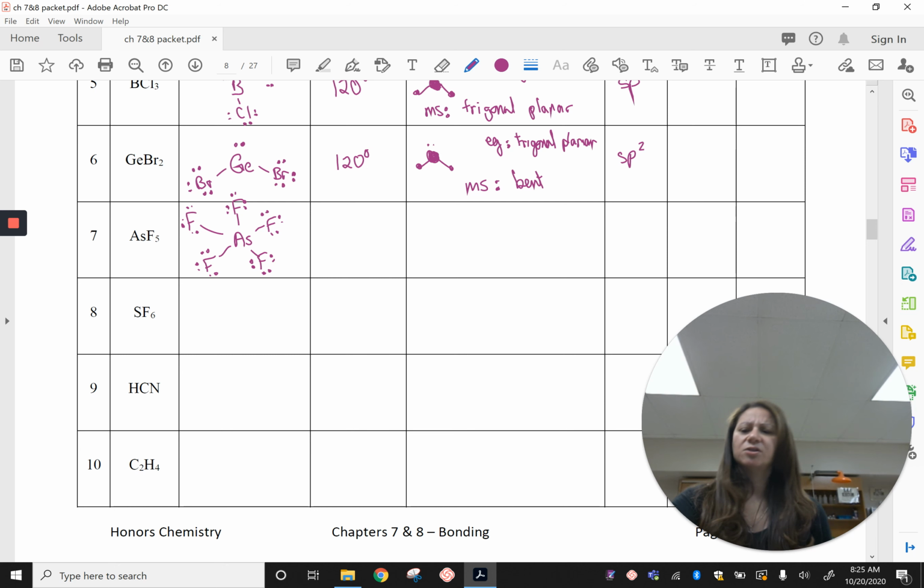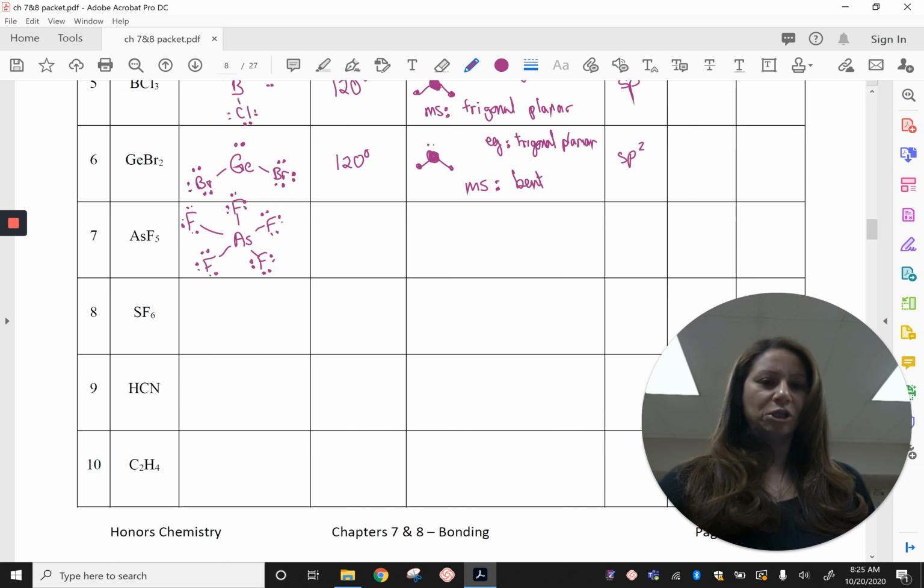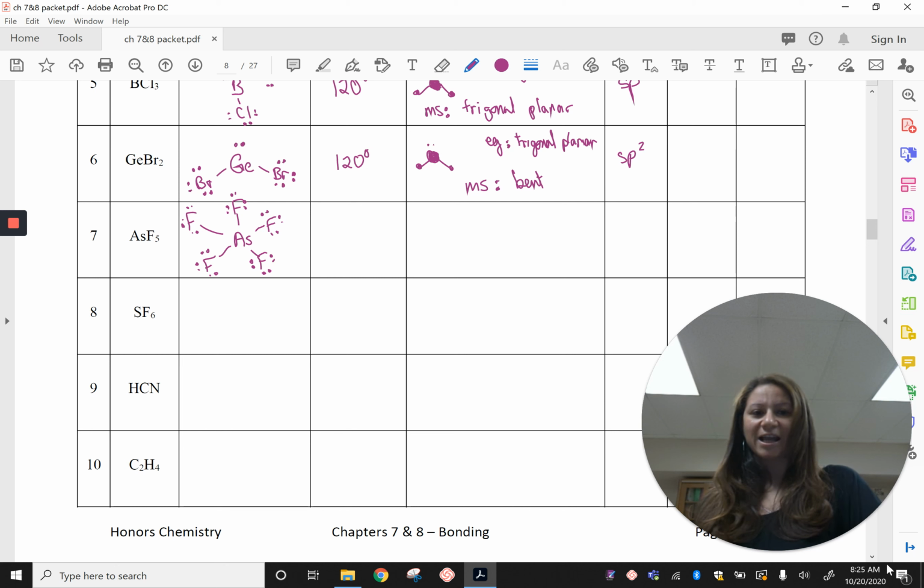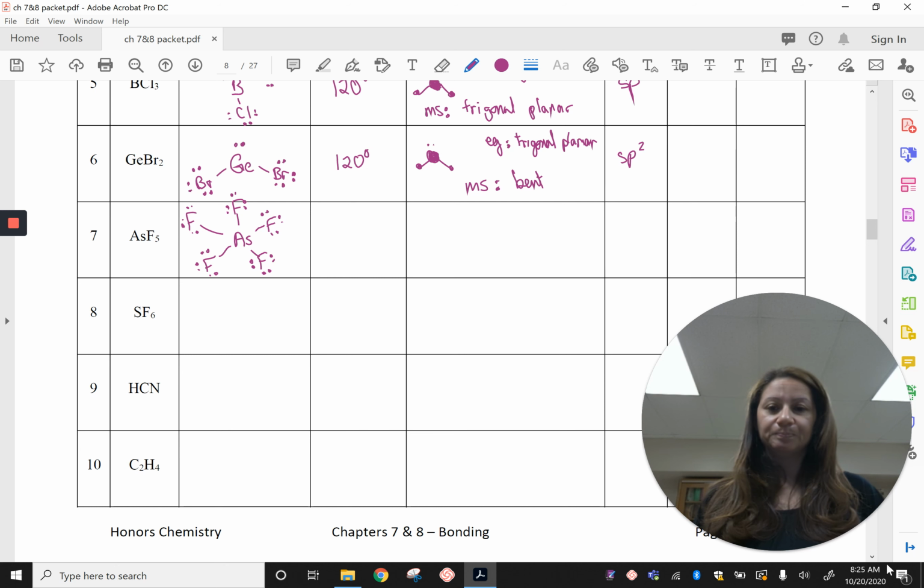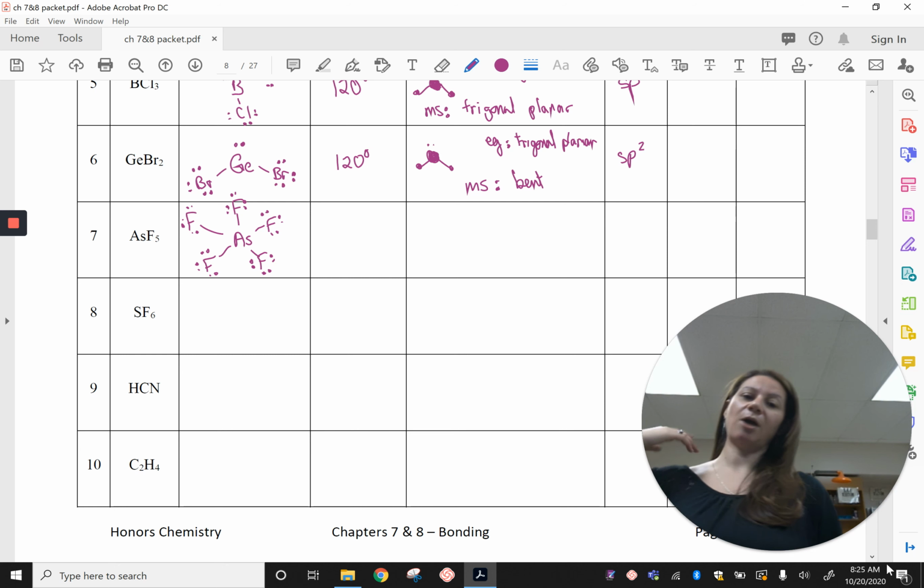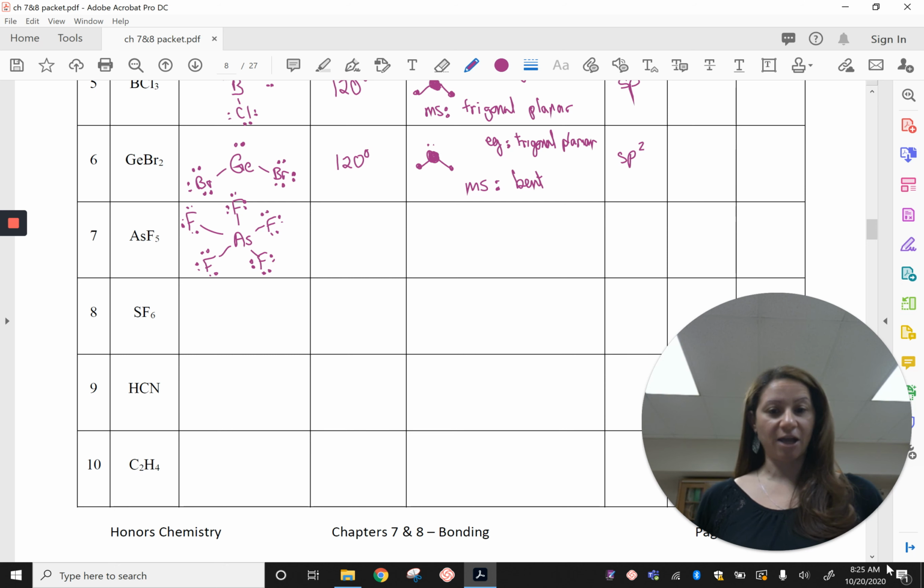Okay, so this one's kind of the opposite of what we just talked about. This arsenic has 10 electrons on it. It's more than the octet. And so that's kind of the opposite. We call that an expanded octet. But there's no way that arsenic can bond to 5 fluorines without having 10 electrons. And so you'll know because there's no other way to draw these. So you count up how many areas of electrons are around your central atom.